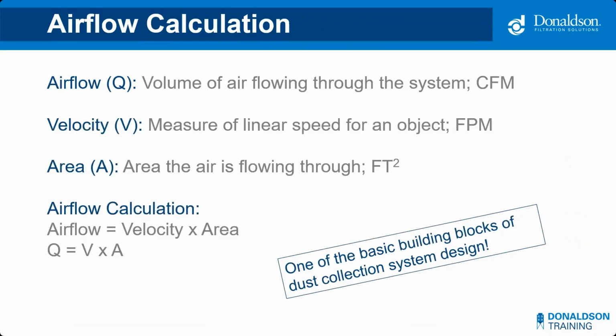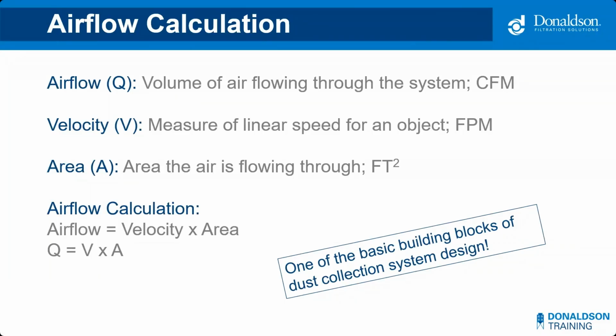Okay, so we'll get into some of the formulas. There are a lot of different formulas that are used when we design a system. The most basic and widely applied being airflow. What's the airflow requirement? The formula for that is Q equals V times A. So in that formula, the Q is the volume of air that's moving through the system, often referred to as a CFM because it's measured in cubic feet per minute.